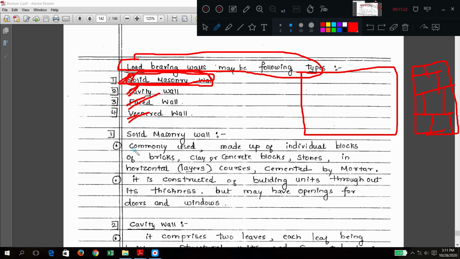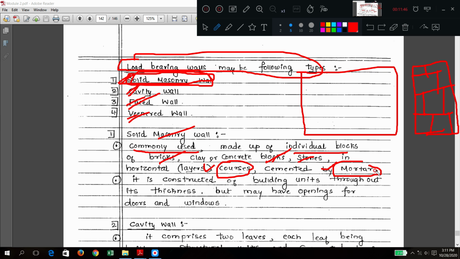Solid masonry wall is commonly used. Individual blocks such as bricks, blocks, stones are used. Generally these are laid in courses joined by mortar. This is totally studied in the masonry chapter: how the courses are laid, how the mortar is placed.